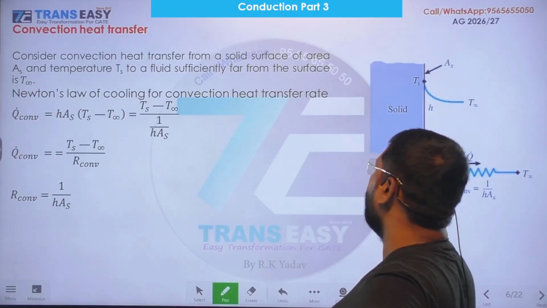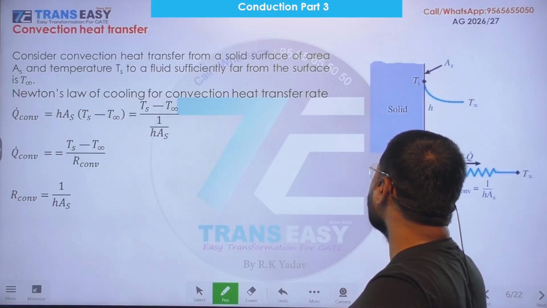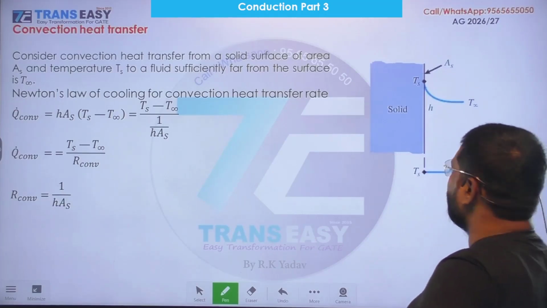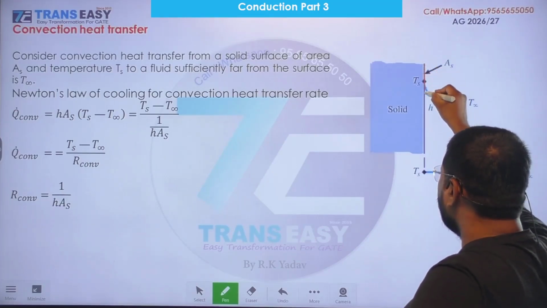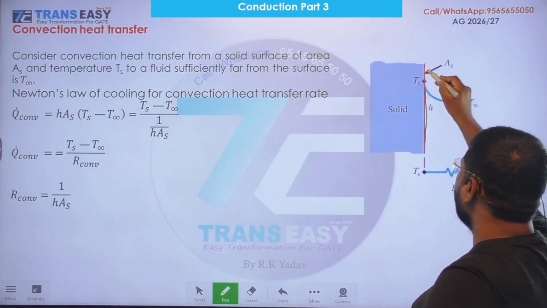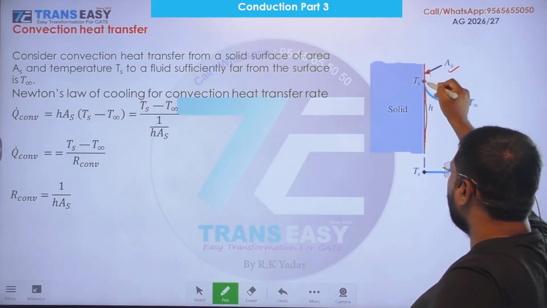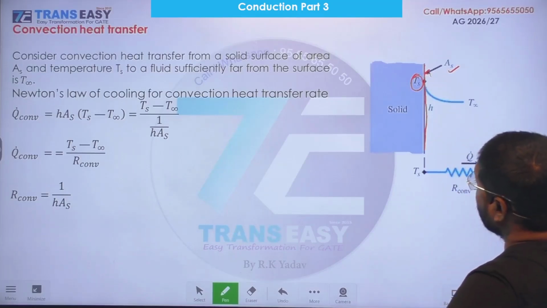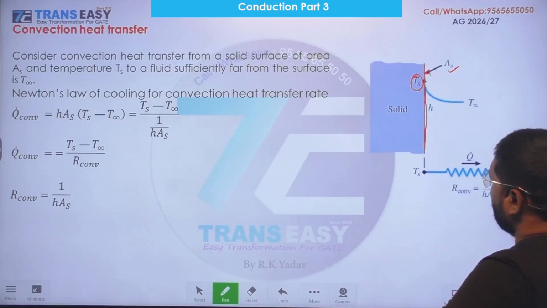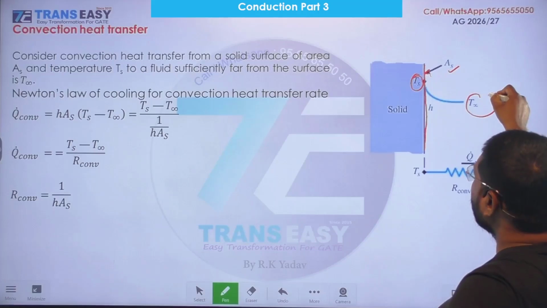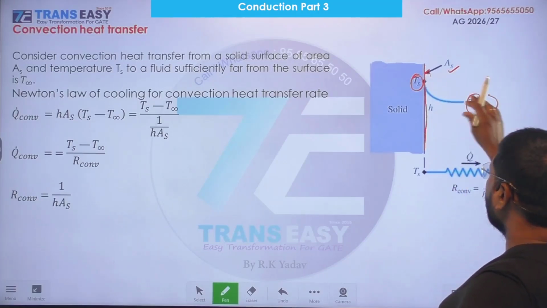Convection heat transfer. Consider convection heat transfer from a solid surface of area As. This is surface of the solid of area As at temperature Ts to a fluid sufficiently far from the surface where temperature is T infinity. Right? So here we have a fluid.